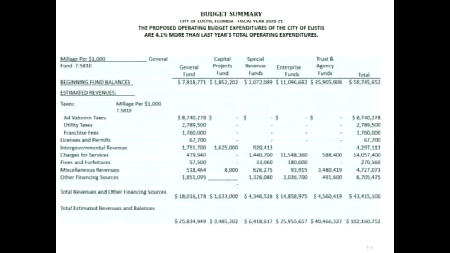Obviously, you can see ad valorem makes the largest point. Other financing sources are those interfund transfers. About that 1.8 typically reflects the 1.8 million that we're transferring from the water and sewer fund into the general fund. So that's where that 1.8 comes from.